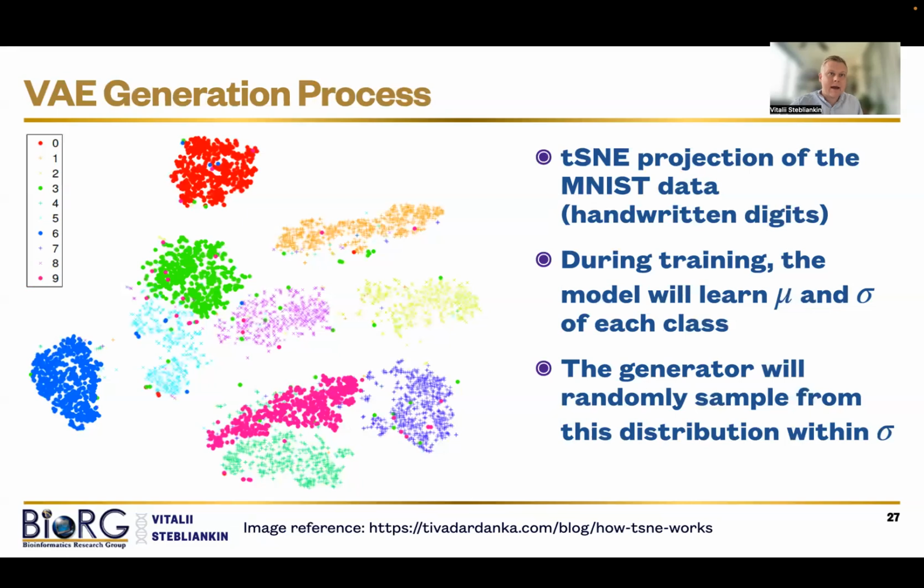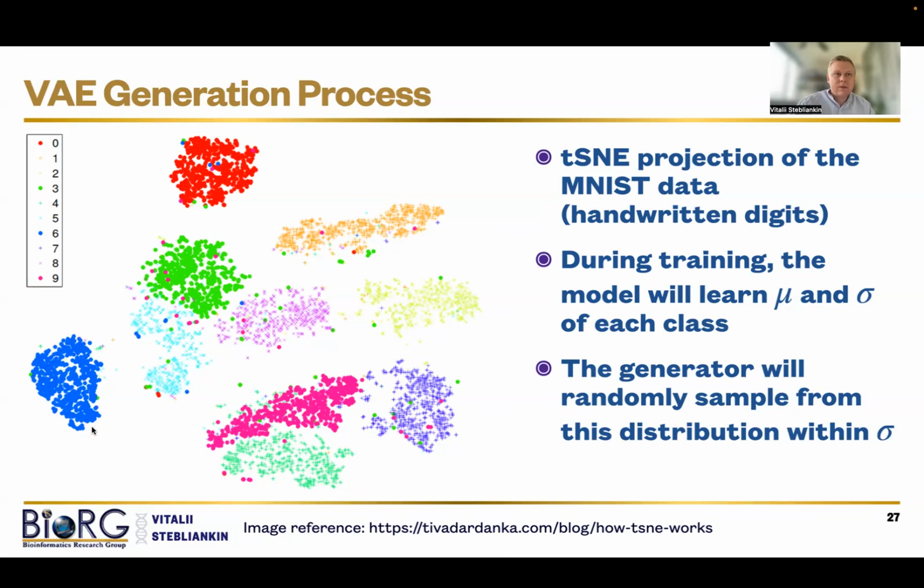Okay, so let's take a look at the example here. On the left, you can see a t-SNE projection of latent vectors from MNIST data. MNIST is a data set of handwritten digits from 1 to 9. You see that each of them is nicely clustered together.